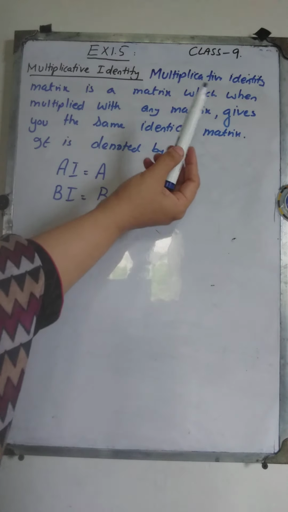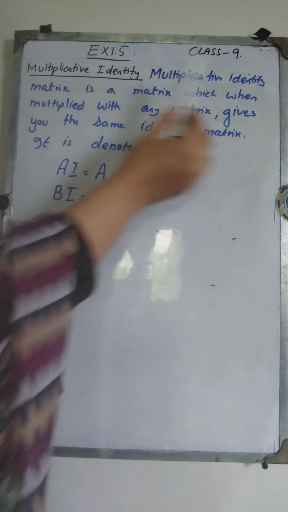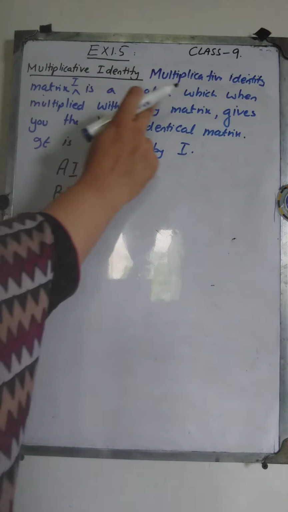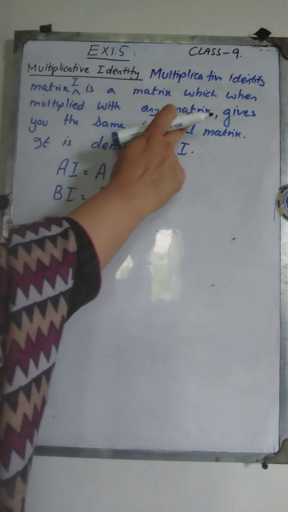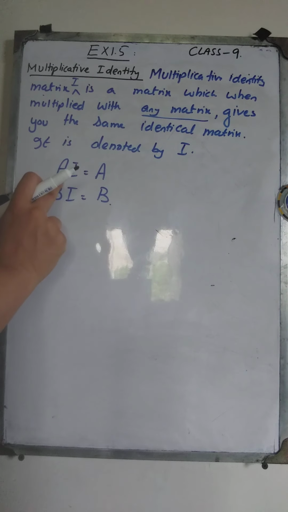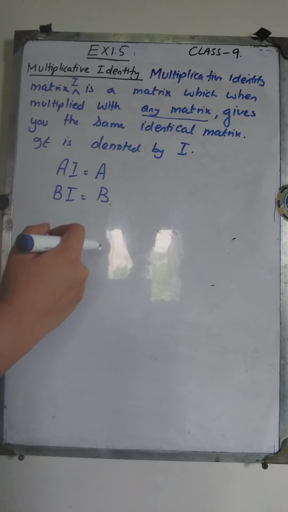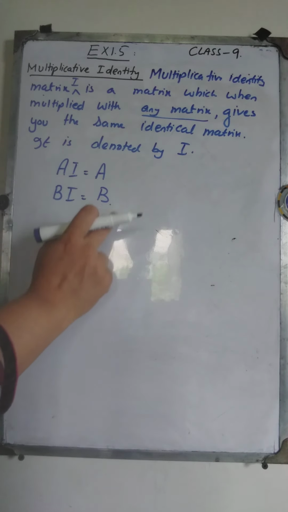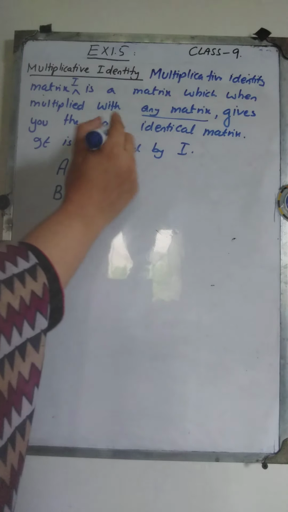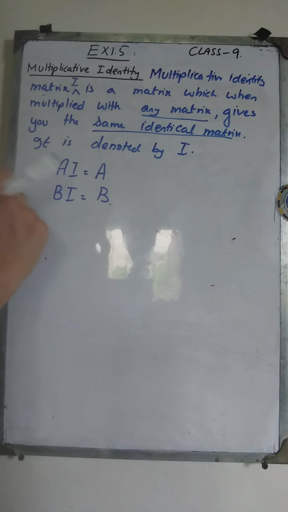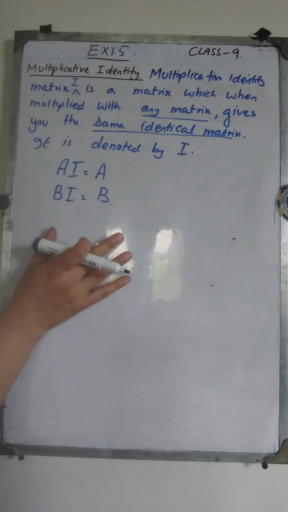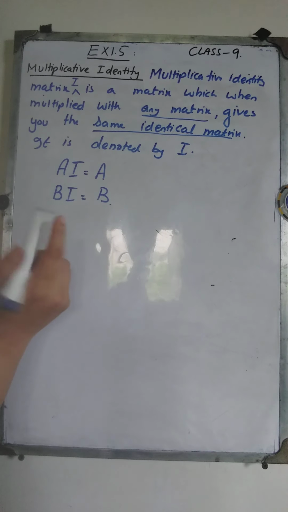So the definition of multiplicative identity is that the multiplicative identity matrix, which is usually denoted by I, is a matrix which when multiplied with any matrix, for example A or B or C, any matrix, gives you the same matrix back. Okay, gives you the same identical matrix. Such a matrix is called an identity matrix.